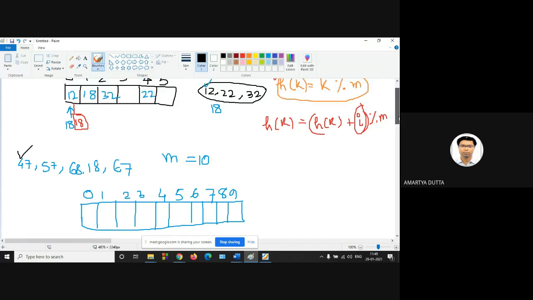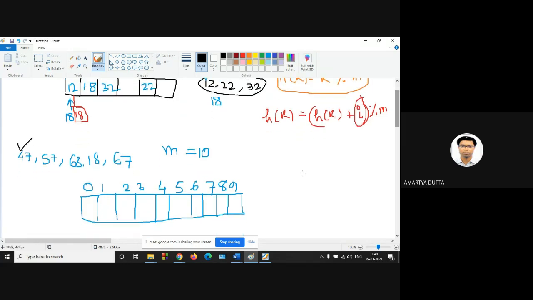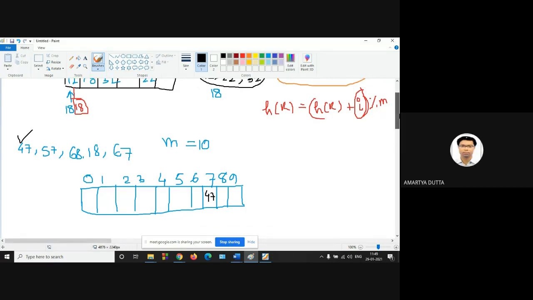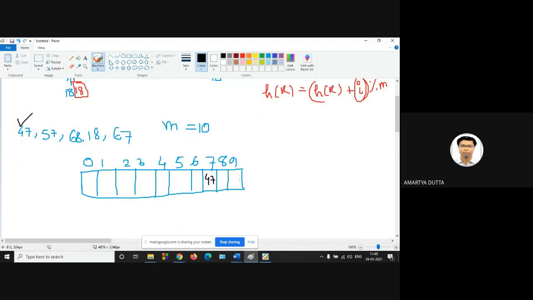So what is the position for 47? 7. So 47 will be there. Next 57. It will be at 8. Why 8? Because there will be a collision at 7. So in GATE, you are asked to find the number of collisions also. So first collision. So the number of collisions is 1. 57 will be placed in position number 8.